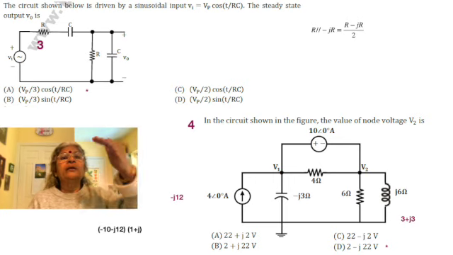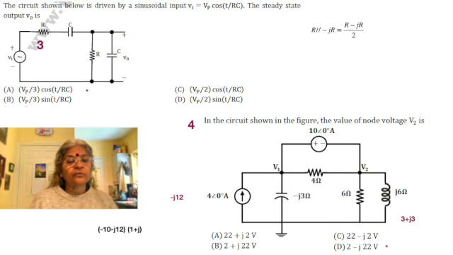Why? Because both the numerator and the denominator have the same angle. It is going to be 45 degrees. So we see that the answer is A, Vp by 3 cos t by RC. There is no change in angle, it doesn't become sine. Moving on to the fourth problem.